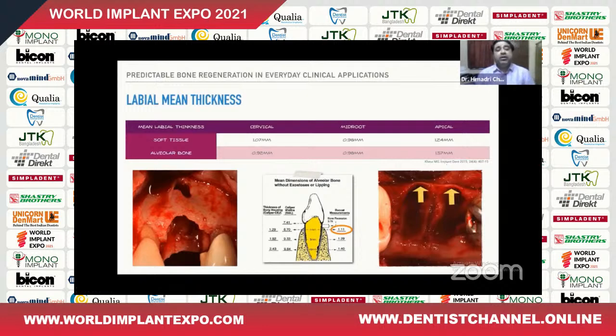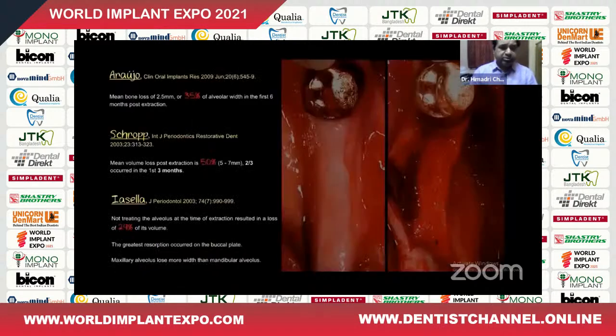But in the case of anteriors, unfortunately, especially in the canine to canine region in the upper anteriors, in the aesthetic zone, our labial bone volume is very, very less. It's around 0.5, 0.6. So once you extract, this bone belongs to the tooth. Okay, so it is not the body's bone, to be very frank. It starts collapsing. So we need to maintain the volume of the socket. So this preservation is very, very important.